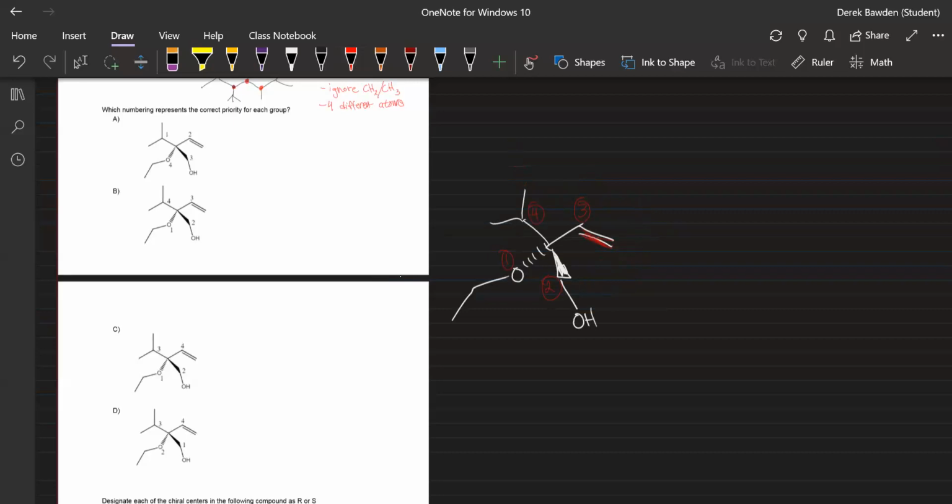Okay, so now we need to find which one is numbered correctly. Which letter is it? B. Perfect. Any questions on that one? We okay?